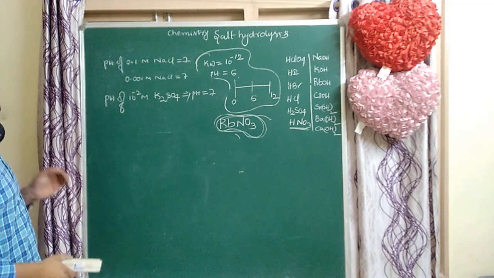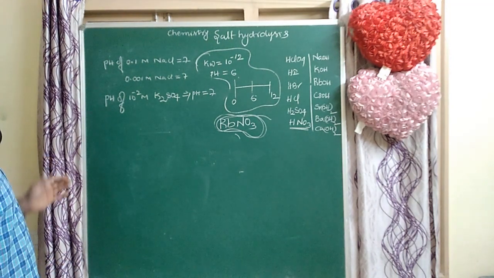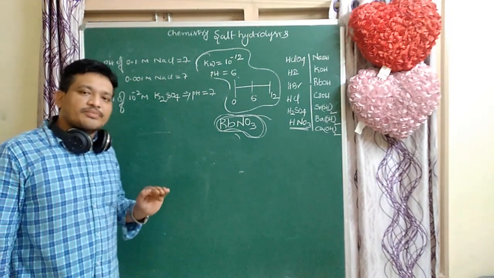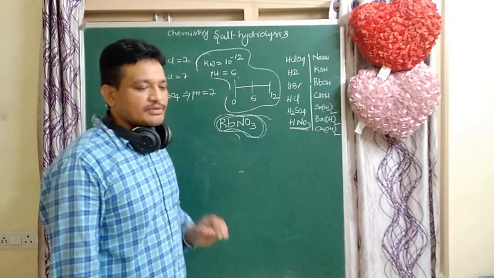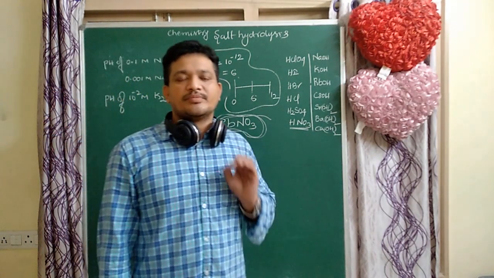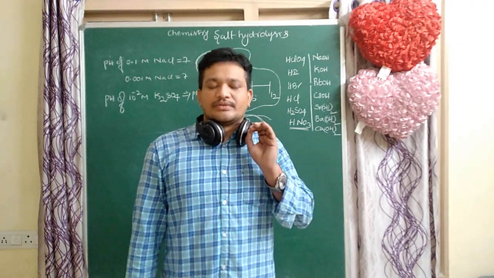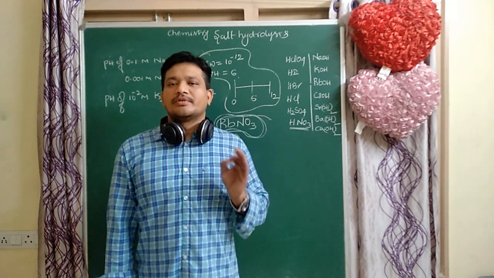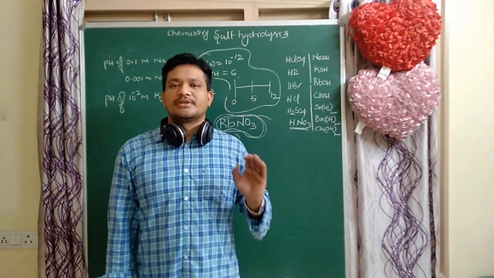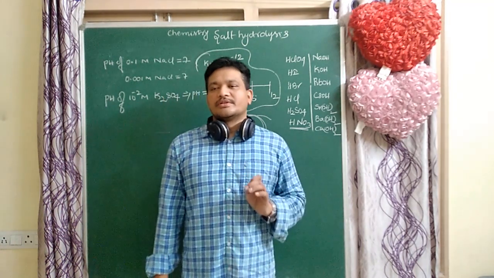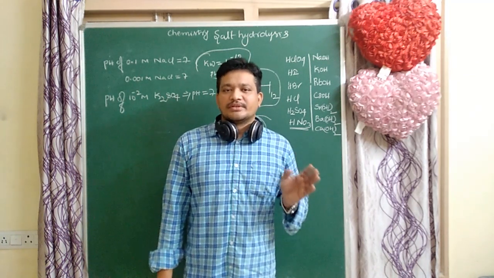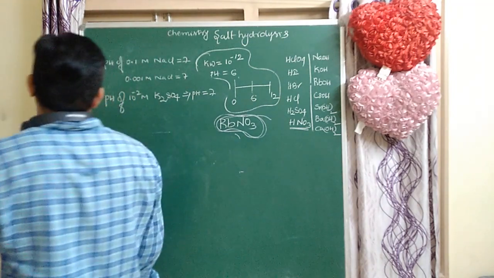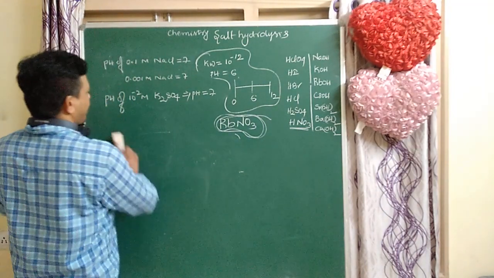So what is the pH of this type of solution? 7. The pH of this type of solution does not depend on the concentration of the solution, and also does not depend on the nature of the salt. The pH depends only on the Kw value, that means temperature. That means the pH value depends on temperature. This is very important. So next, let's go to one more type of salt.